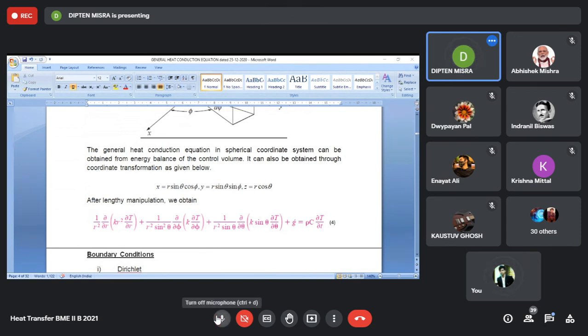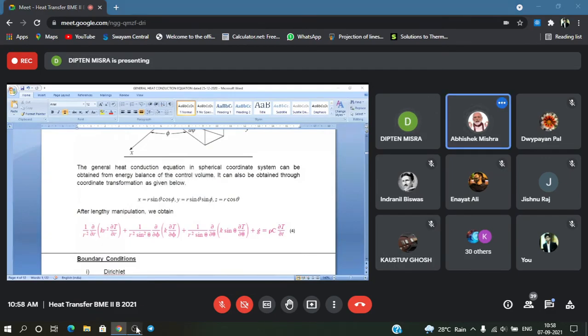Roll 50. 50. I'm making a roll call. 50 is absent. What has happened to Rishabh? 51. Present, sir. 52. Present, sir. 53.